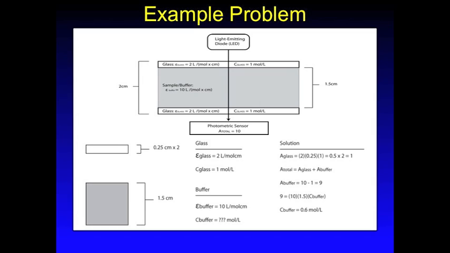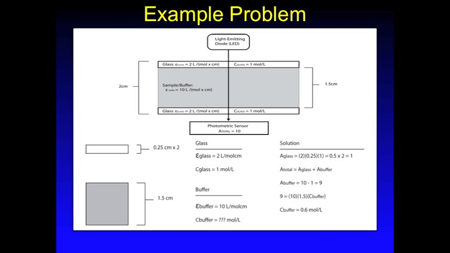First, calculate the absorptivity of the glass. The absorptivity constant is given to be 2 liters per mole centimeter, times the path length through a single layer of glass, or 0.25 centimeters, times the concentration of absorbing species of glass, or 1. Multiply this answer by 2 since the path of light goes through 2 layers of glass. The glass component of the total absorptivity is found to be 1.